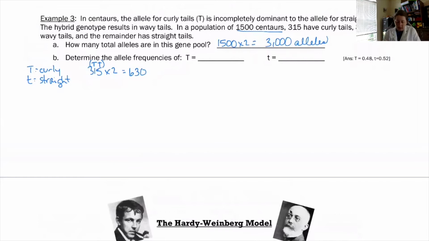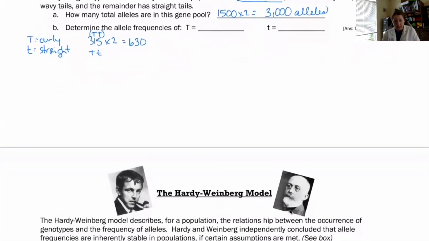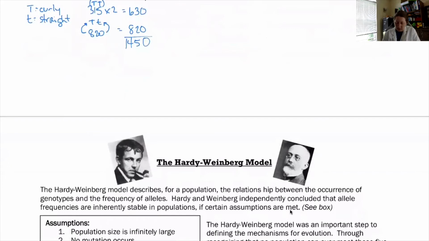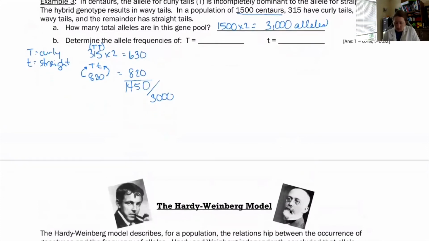So in a heterozygote, we have a capital T and a lowercase t. So in the case where we have 820 wavy tails, that means that we have 820 big T's and we have 820 little t's. So since we're looking for the big T population, we're going to add that 820 to it here. So we have 1450, our alleles, I should say, that are big T, out of a possible 3,000. And so that is going to give us our 0.48 or 48%.